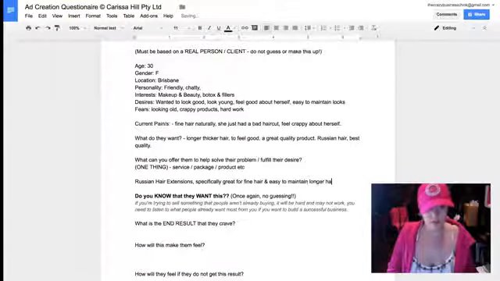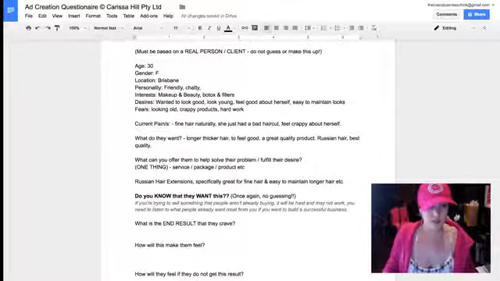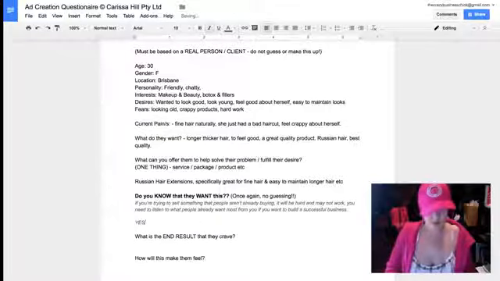Longer hair, etc. Do you know that they want this? Once again, no guessing. I've written here, if you're trying to sell something that people aren't already buying, it will be hard and it may not work. You need to listen to what people already want most from you if you want to build a successful business. So yes, I know that this is something that this person wants and that people want because they're already buying it.